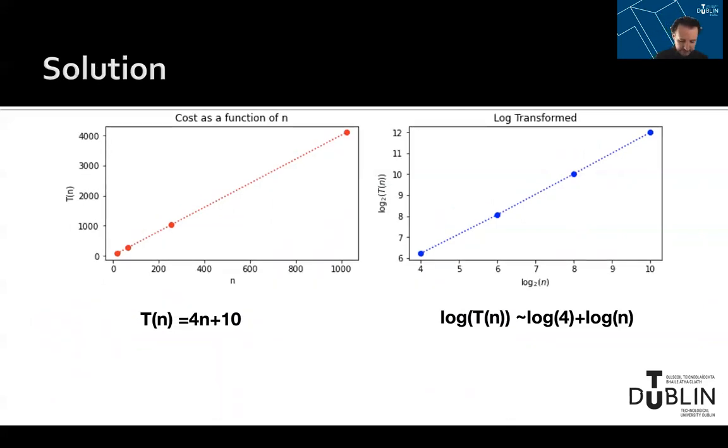The left side is the original. The cost is 4n plus 10. And the right side is the log form of it, which is the same as log of 4n plus 10. Note, I use tilde because there is just a small little term that needs to be added in, but we don't care about that.